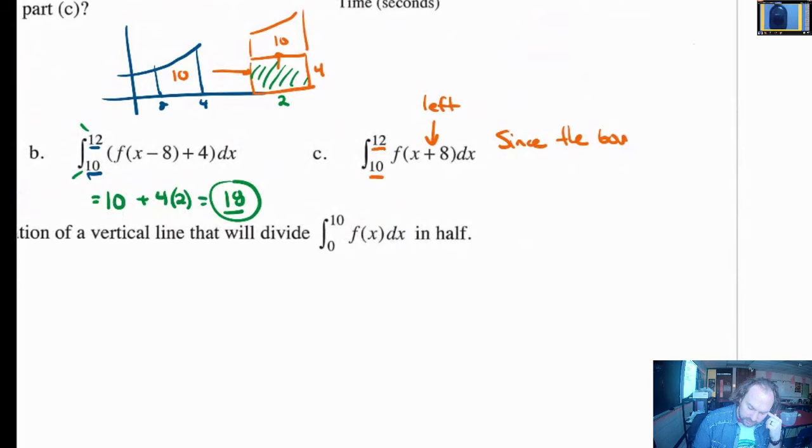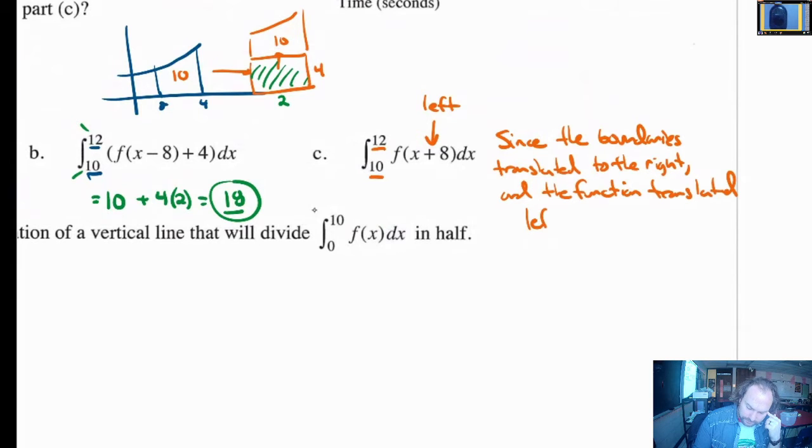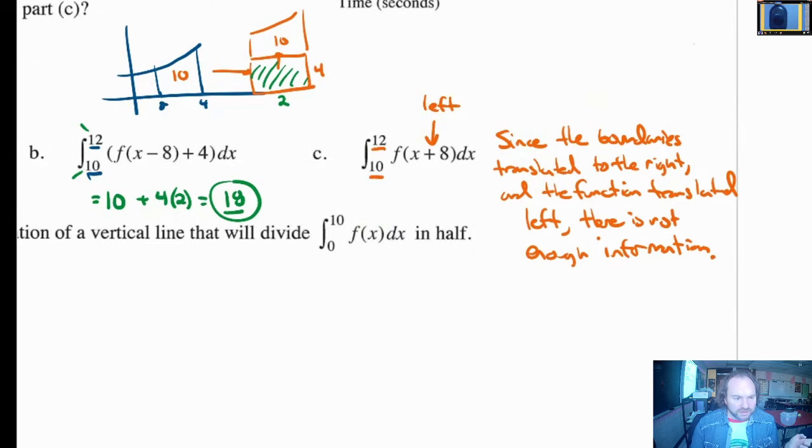And so I'm going to say that since the boundaries translated to the right and the function translated to the left, there is not enough information. This is one of those ones that when I'm done with this video, I'm going to go look up the answer in the published book and see if I'm correct. We'll see. I think I'm right, but we'll find out.